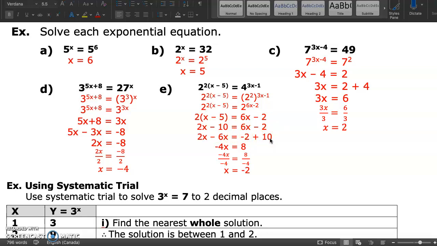This is our result. Simplify their values by adding them together. This is negative 4x, and this is 8. Negative 4x is equal to 8. We have one term now, and it's being multiplied by negative 4, so divide each side by negative 4. Our result is negative 2. You can substitute into the equation to check.